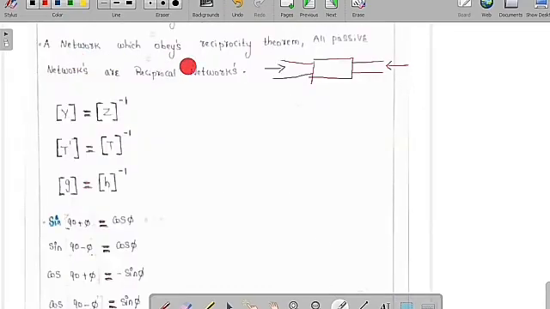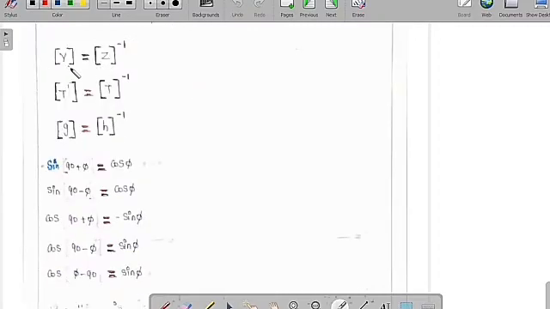A network which obeys the reciprocity theorem. All passive networks are reciprocal networks. Very important point here: all passive networks are definitely reciprocal networks. If a circuit contains all passive elements, it indicates that the network is a reciprocal network. Now we are going to discuss the matrix relations.